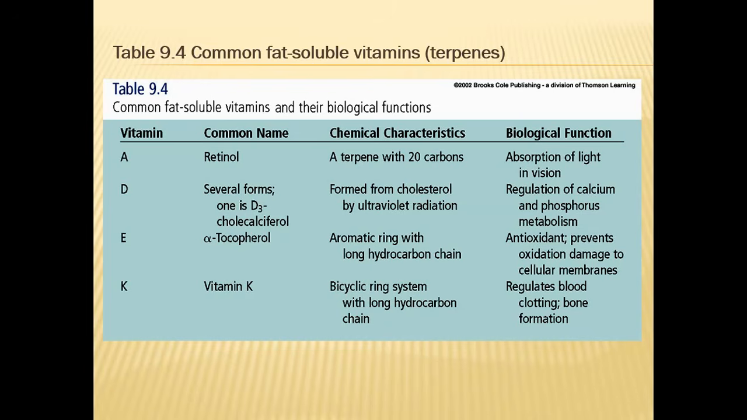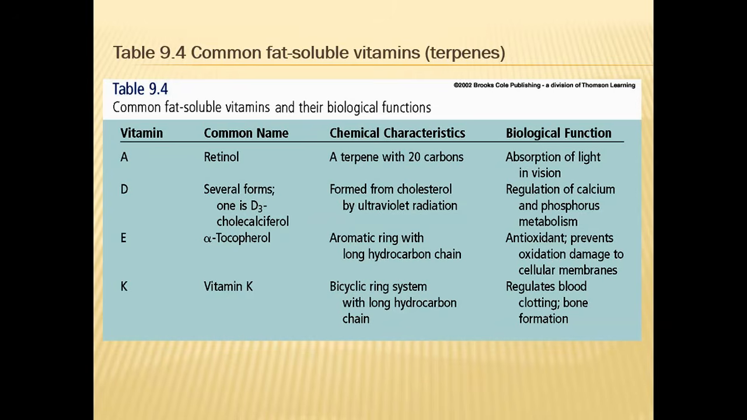So vitamin K is needed. This is a chart showing different kinds of vitamins A, D and K. Vitamin A, retinol, 20 carbons, absorption of light in vision, basically in the night vision. So if you don't have vitamin A, the person becomes night blind. In the day he can see, but in night he cannot see because of the deficiency of rhodopsin, which is made from retinol, vitamin A.